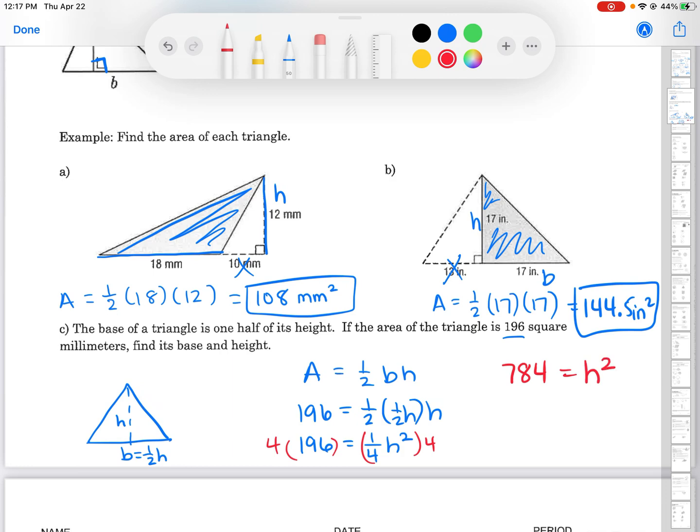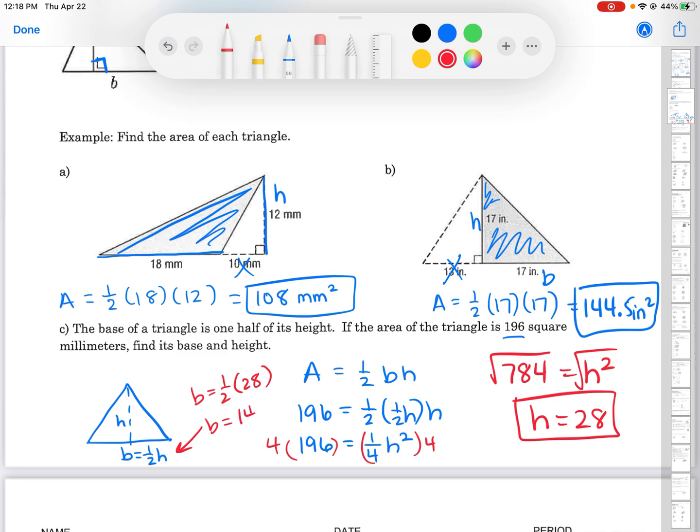That equals height squared, and we take the square root of both sides to undo squaring. The square root of 784 is going to give us 28. So the height is 28. Then we can plug in here and say the base is half of the height. So the base is going to equal 14. And in this case, we're talking about millimeters. Especially with this unit, we should make sure that we are using our units.